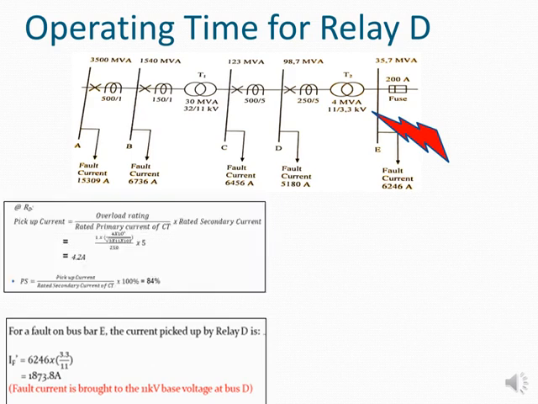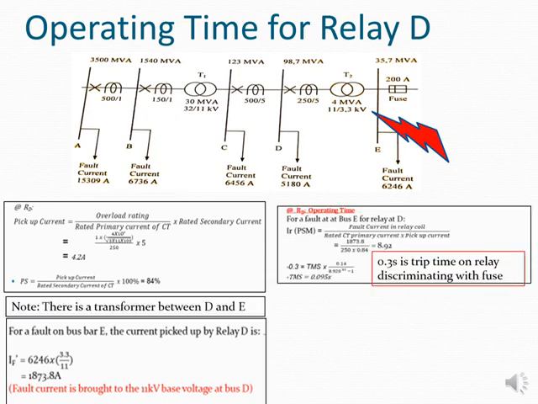I work out my pickup current, which is my overload rating over my rated primary current of the CT times my secondary. In this case, I can clearly see that I don't have an overload condition given to me, but for my total or nominal rating, I use the 4 MVA divided by my voltage, not forgetting also the square root of 3, and therefore I get my 5.2. I can then take this and utilize it to get my plug setting, which will be 84% in this case.